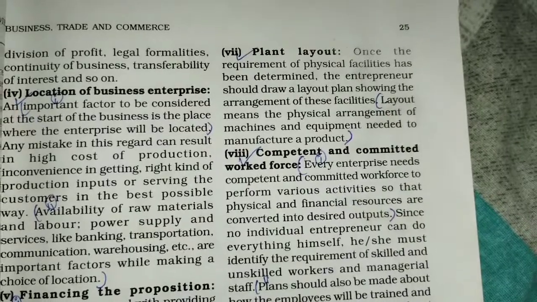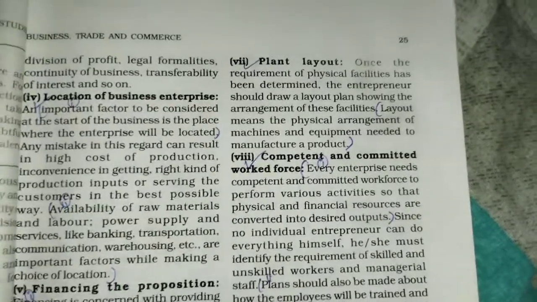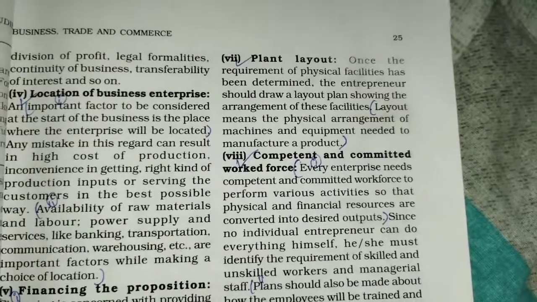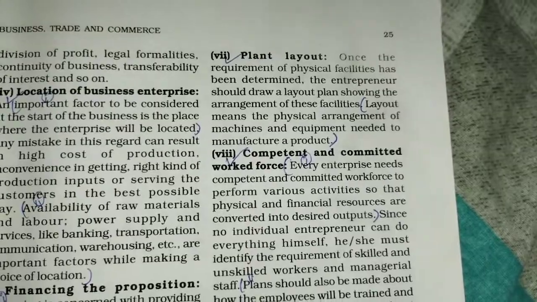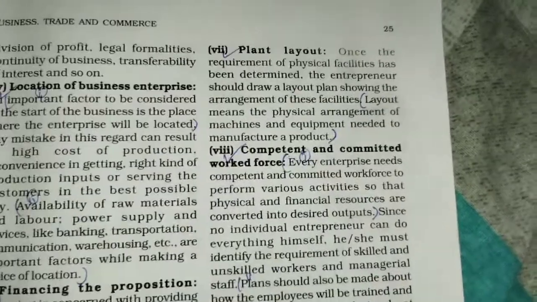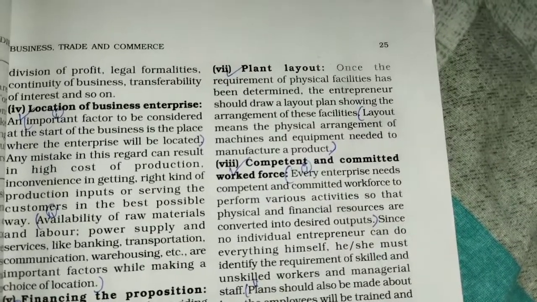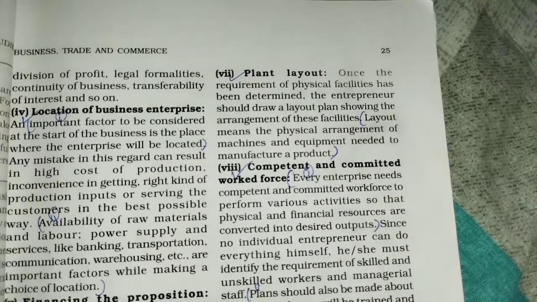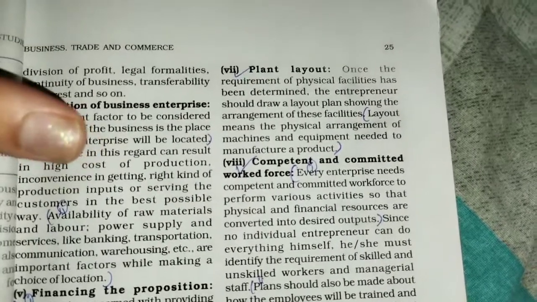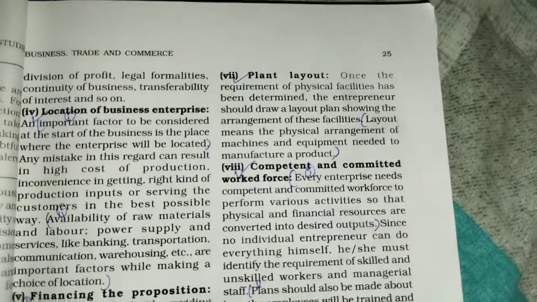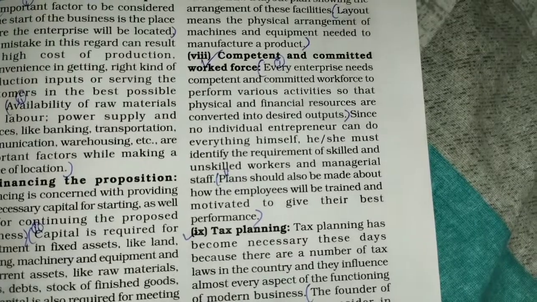Now, the seventh point is plant layout. Layout means the physical arrangement of the machines and the equipment or inputs needed to manufacture a good or a product. So, the entrepreneurs must lay out a plan showing the arrangement of these facilities of plant machinery so that they can manufacture the products.